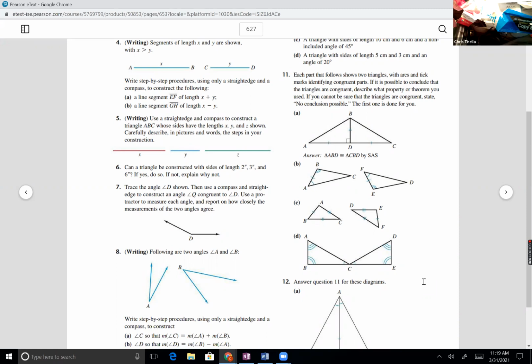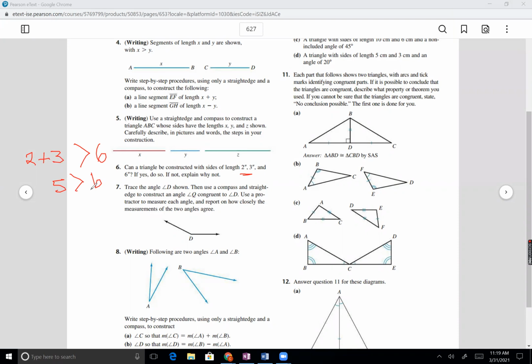And so if I look at these sides where I have 2 inches and 3 inches, 2 plus 3, is that bigger than the other side, 6? Is 5 bigger than 6? No. So it can't make a triangle. So write an intelligent sentence explaining that idea. Okay? Thank you. You're welcome.